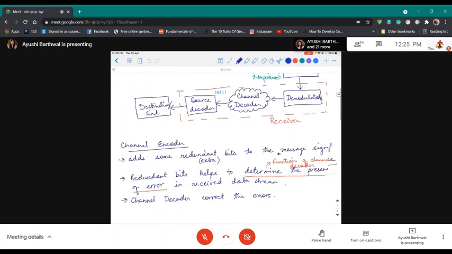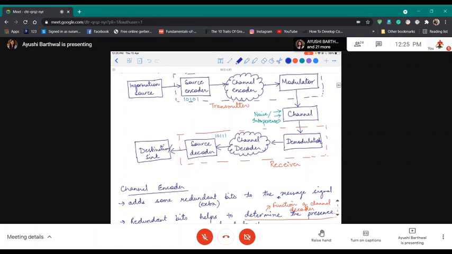Okay, so this is the function of the channel encoder. Then after the channel encoder, the encoded signal is transmitted through the modulator, and you have already studied different types of modulators in digital communication. The modulated signal is transmitted through the channel, and after the channel, the demodulator demodulates the signal into the information signal.